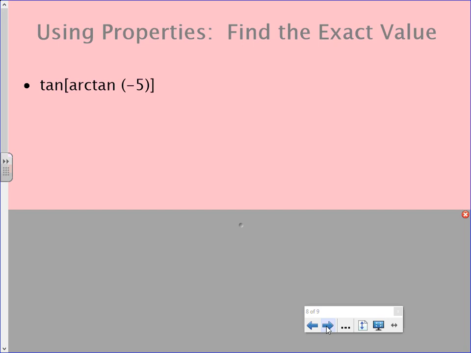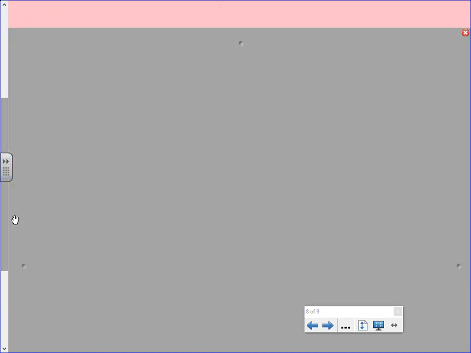X could be what? Could be anything, right? All real numbers. So, since this is a real number, tangent and arctangent can cancel each other out, and we have negative 5. When you have the tangent of arctangent, that'll happen every time because the domain is all real numbers. We're not so lucky in other times. Like this.